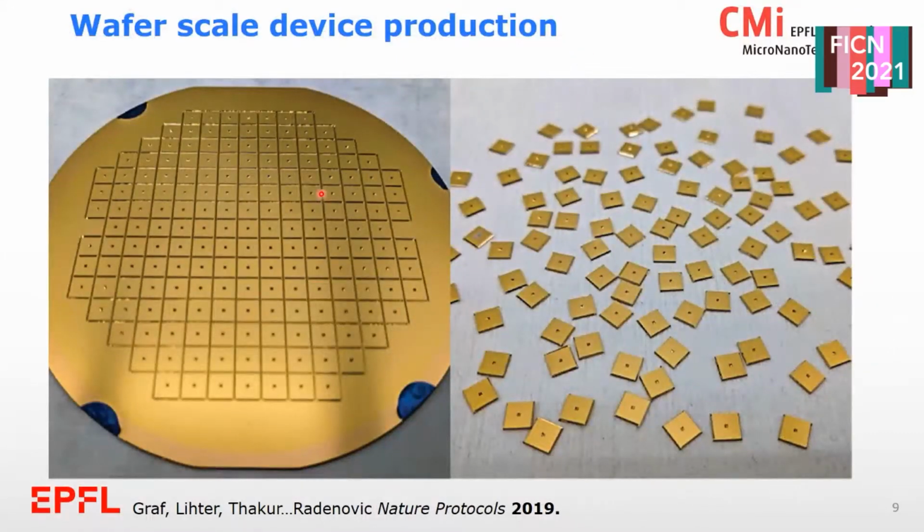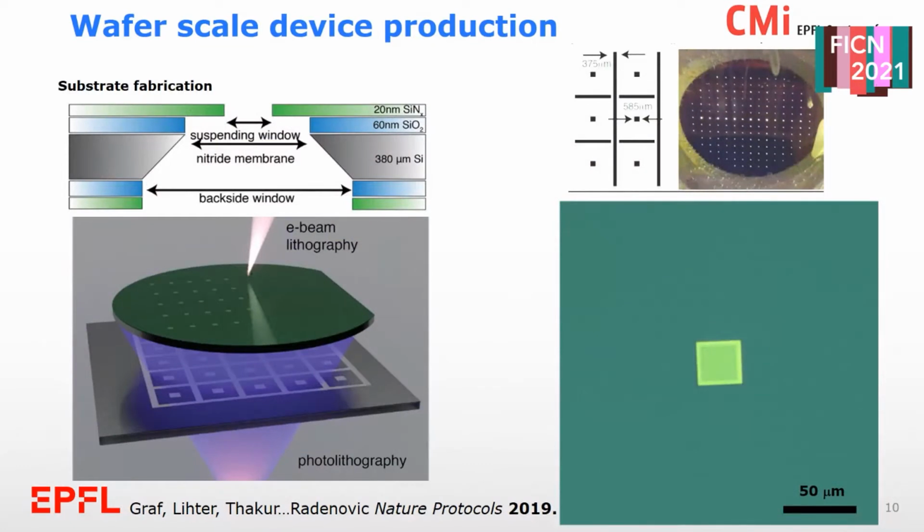In parallel to this, we also had to perfect the production of the devices on which we place these two-dimensional materials, the support devices. For that, we worked hard on the wafer scale production of the devices using our clean room facilities and exploiting electron beam lithography to define this suspended window in a 20 nanometer thick silicon nitride. So we produce on the wafer scale something like 128 such devices, shown here as well.